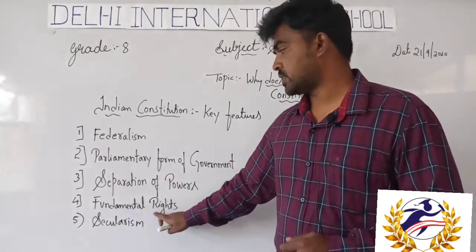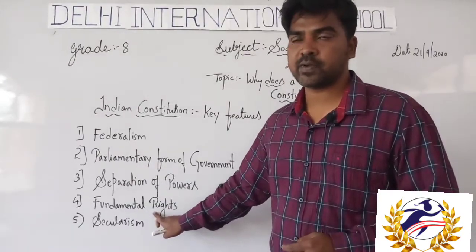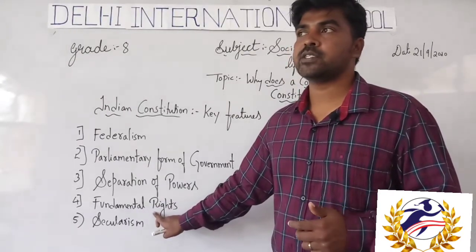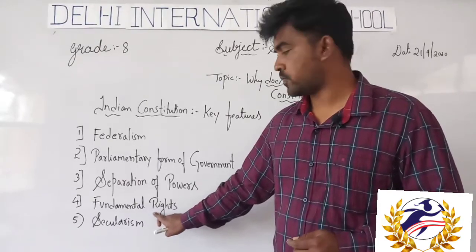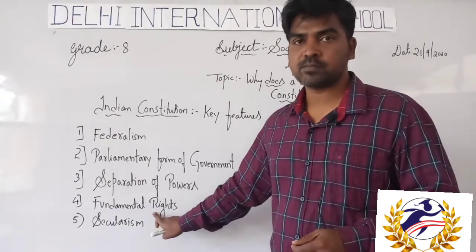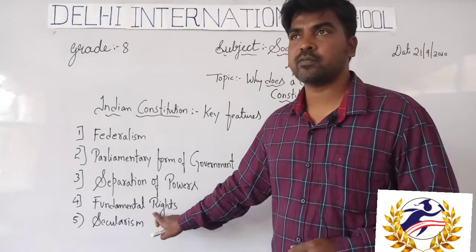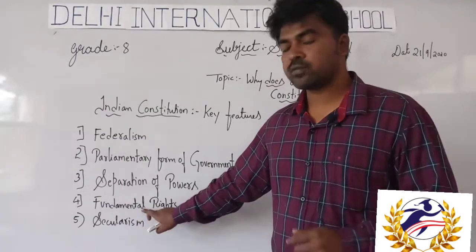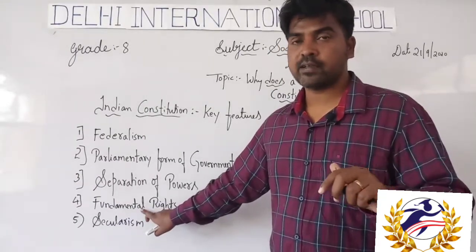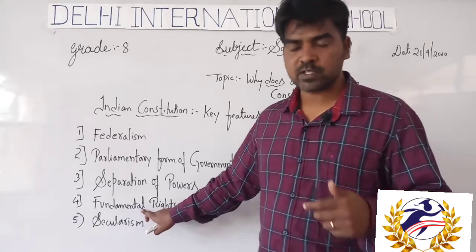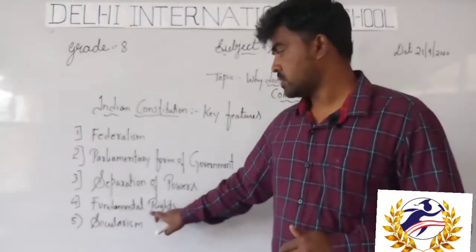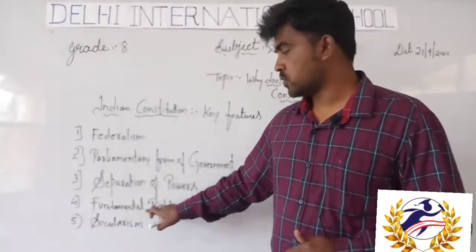Next, fundamental rights. There are 6 fundamental rights. For example, the right to education is one of the important fundamental rights. The right to vote is also one of them. Like this, we have 6, including the right to equality and the right to liberty. We are going to discuss these.